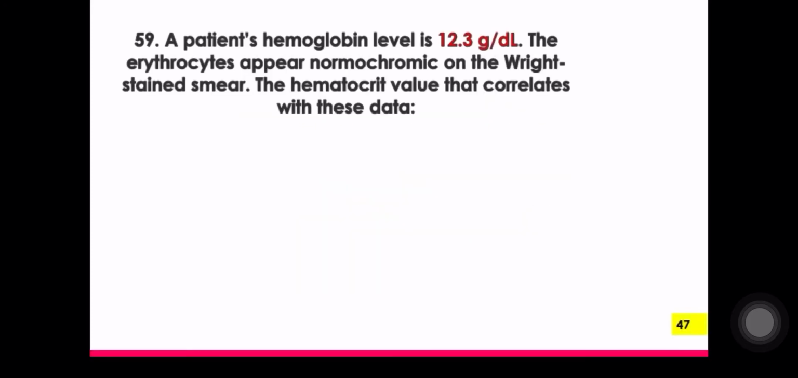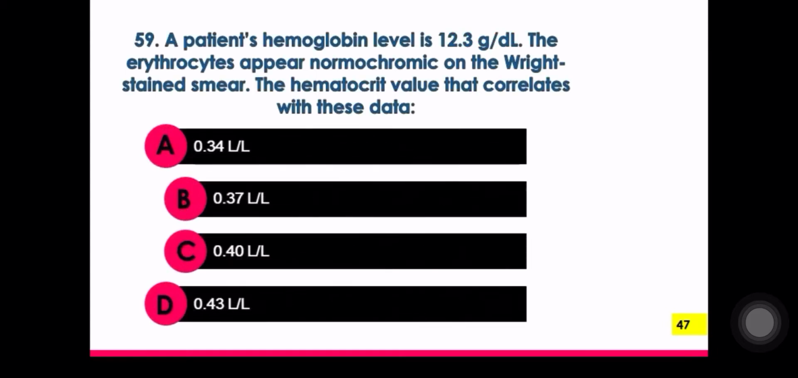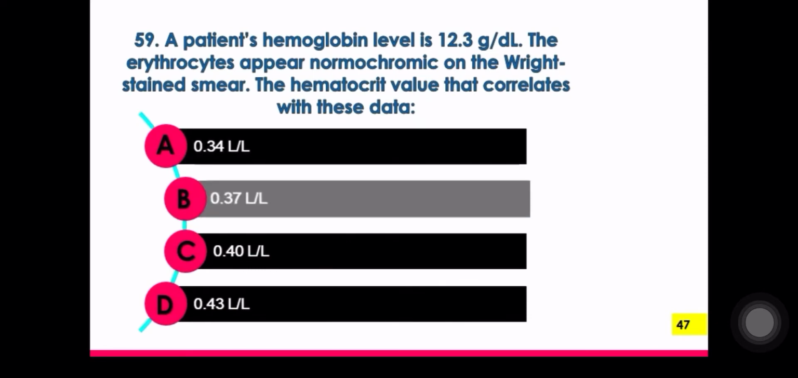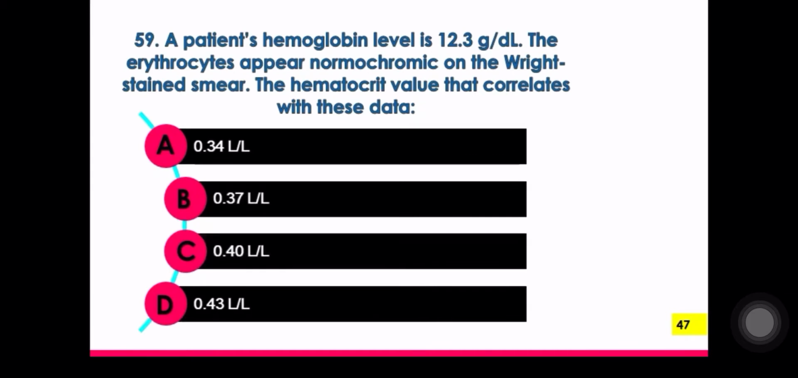For number 59, a patient's hemoglobin level is 12.3 grams per dL. The erythrocytes appear normochromic on the Wright-stained smear. What hematocrit value correlates with this data? Again, pa-highlight naman po ng normochromic. Choices: letter A, 0.34, letter B, 0.37, letter C, 0.40, or letter D, 0.43. Okay, correct answer is letter B, 0.37.